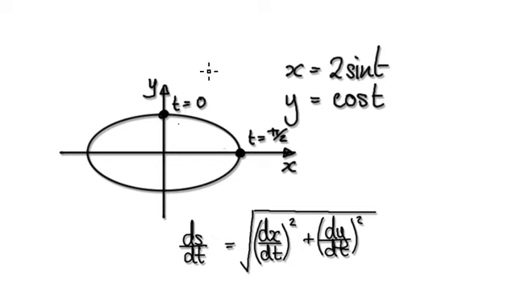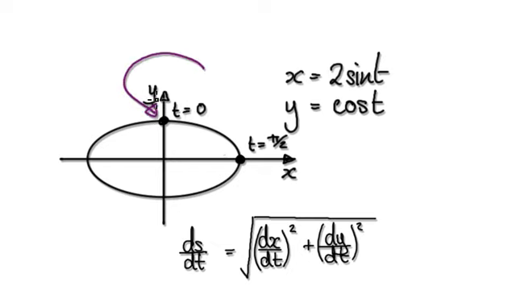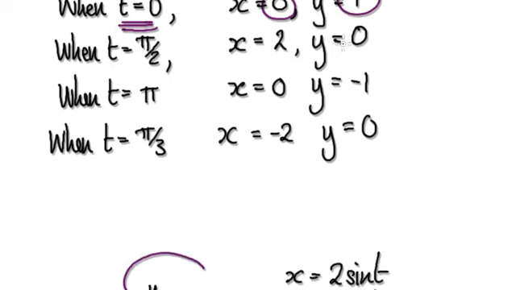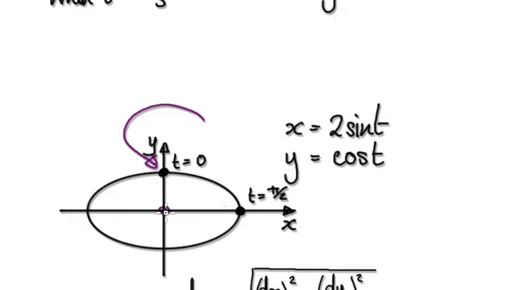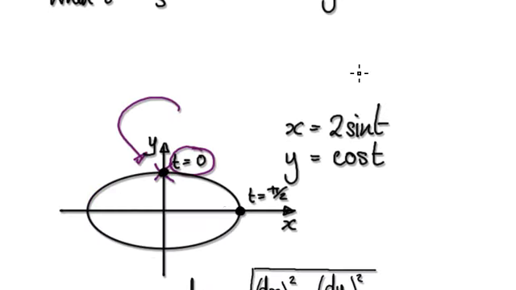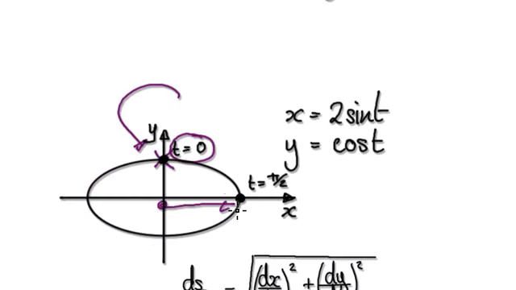When time is 0, x is 0, y is 1, so that would be right here. This is your starting point when time equals 0. When time equals pi over 2, x will be 2, y will be 0. So that must be right here.